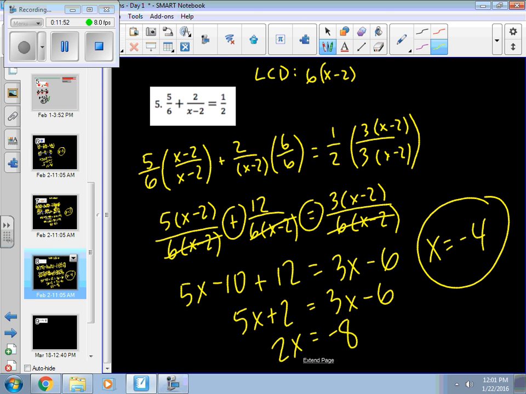Okay, again, do a quick check to make sure negative 4 works. If we put negative 4 in there, we're going to be fine. That's not going to be division by 0.